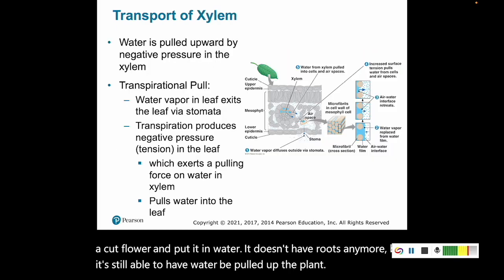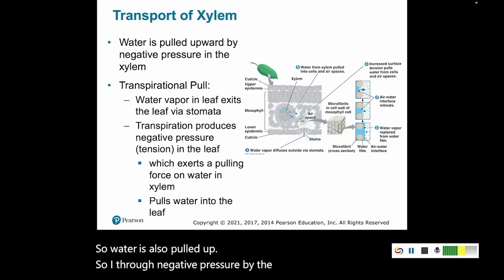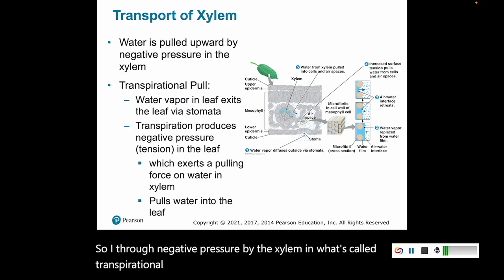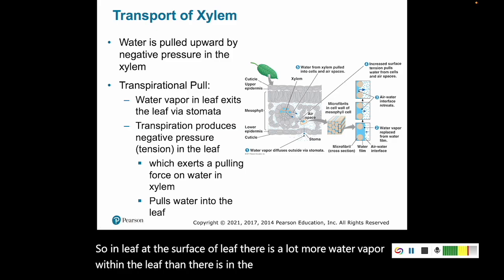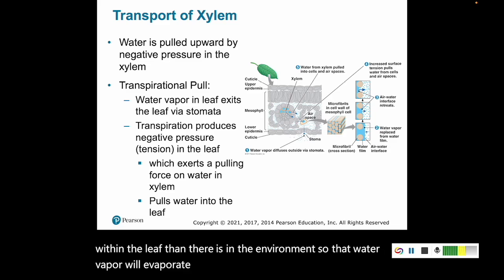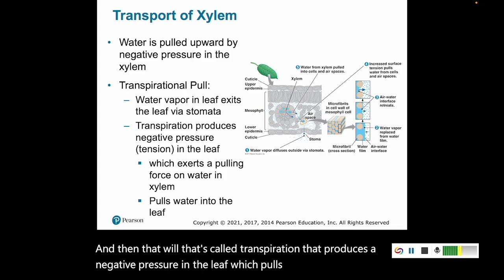So water is also pulled up through negative pressure by the xylem in what's called transpirational pull. In the leaf, at the surface of the leaf, there's a lot more water vapor within the leaf than there is in the environment. So that water vapor will evaporate and exit the leaf through stomata. And that's called transpiration. That produces a negative pressure in the leaf, which pulls water up the xylem and pulls water into the leaf.